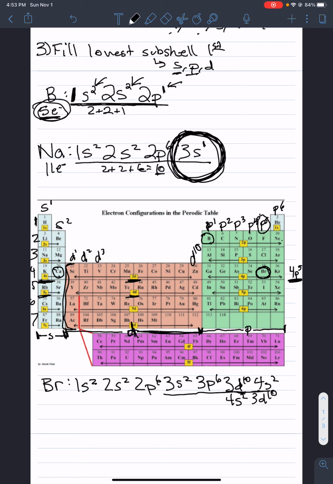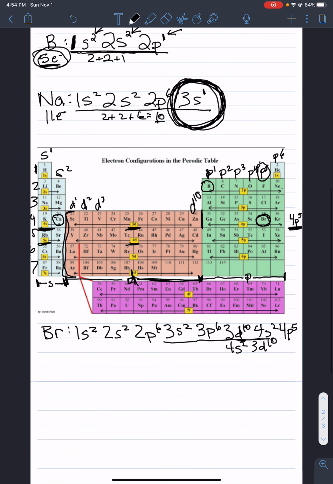You fill up all that, and then once we're done with that row, so right now we're up to here on our periodic table. We've written up to there on our periodic table. Now we have to get to bromine, Br. So remember, ending in a 4p5. Alright, hopefully that made sense. I'll do another D one later on to help you guys. So that is our electron configuration for bromine.